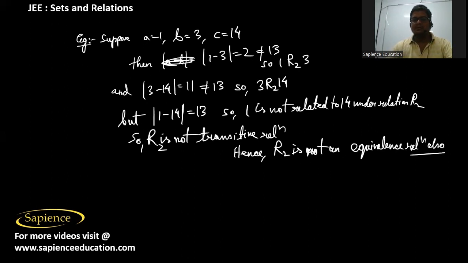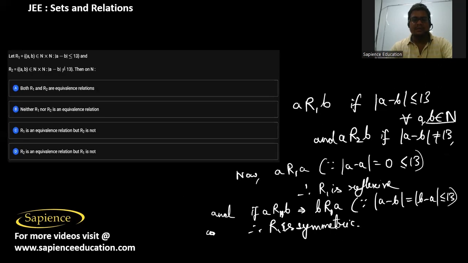So it means that R2 is also not an equivalence relation, and R1 is also not an equivalence relation. So therefore I can tell neither R1 nor R2 is an equivalence relation. So option B is the correct answer.